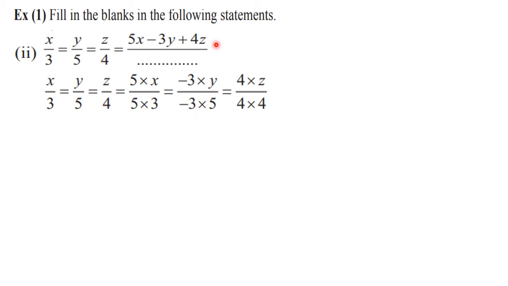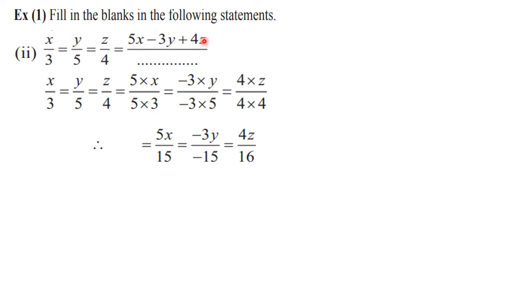Then plus 4z. So for the third ratio, we have to multiply by 4. And after this, we will get the new ratios like this. Okay. So 5 into x is 5x and 5 into 3 is 15. Then here minus 3y upon minus 15 and here 4z upon 16.